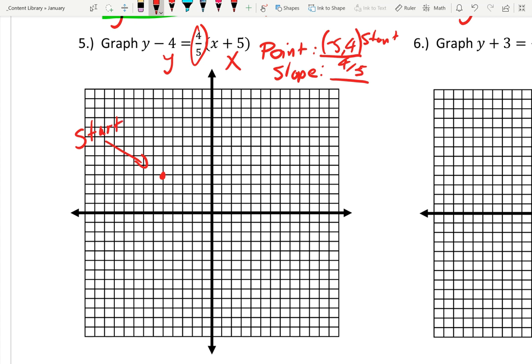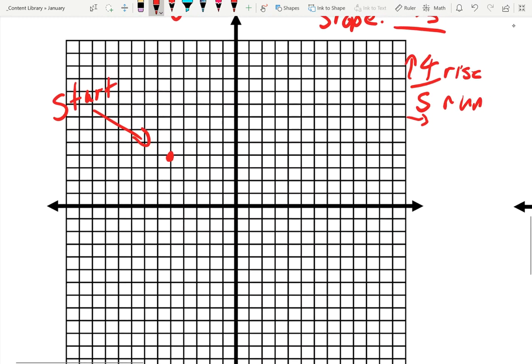And then I'm using the slope of 4/5. Now, slope is rise over run, just like before. So we're going to go rising, which is up 4, and running, which is +5, is right 5. So we're going to count up 4 spaces. Let's zoom in here. We'll count up 4. We'll go 1, 2, 3, 4, and then right 5 spaces. 1, 2, 3, 4, 5. That puts our point right there.